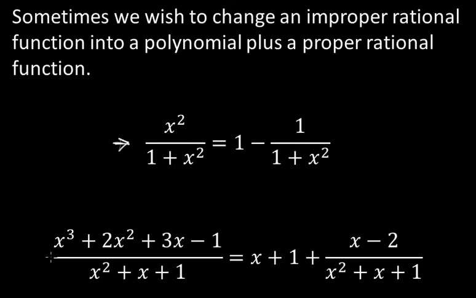Similarly, in this example, we have the degree of the numerator. The degree of the numerator polynomial is the highest exponent on x, so that is 3. And the degree of the denominator is 2. And therefore it is not proper. And if I divide this denominator into the numerator, I would get a polynomial x plus 1. This is a polynomial plus x minus 2 over that denominator, x squared plus x plus 1. A little polynomial plus a proper rational function.